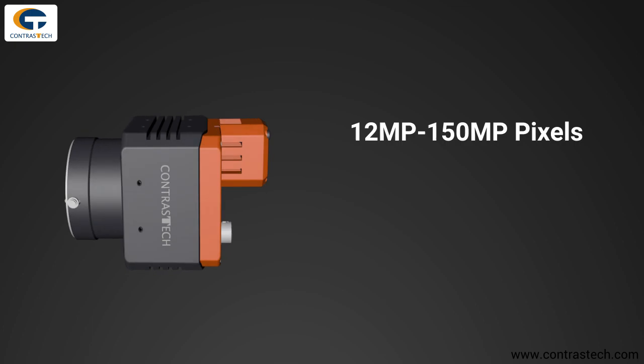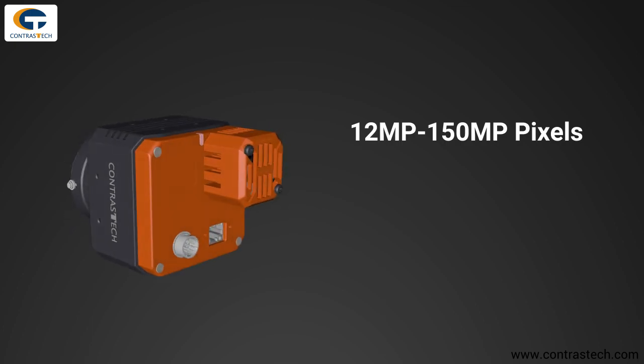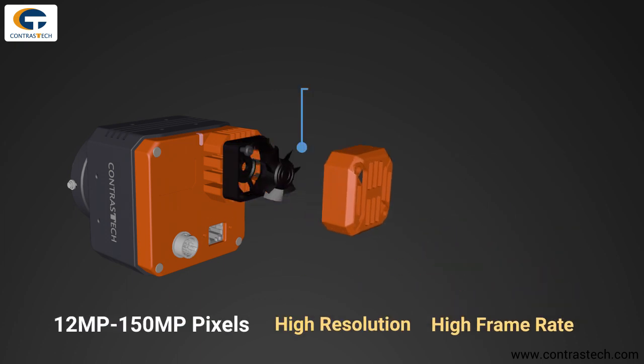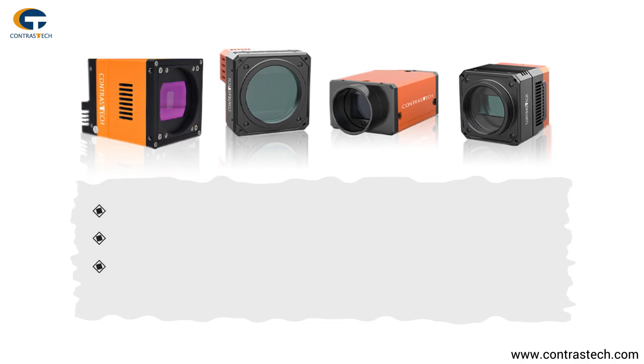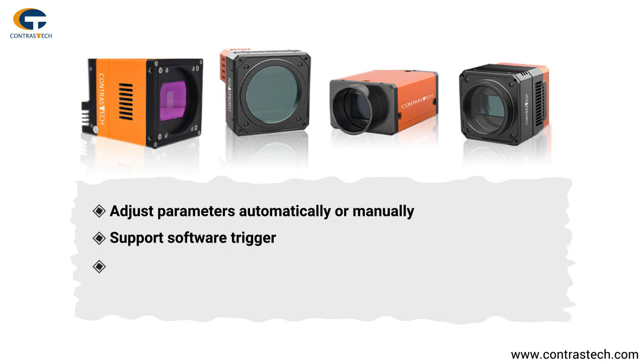Contrastech large area camera covers 12 MP to 150 MP pixels, which can meet the requirements of high resolution and high frame rate. Equipped with fan or TEC cooling models to meet various imaging requirements. Contrastech large area scan camera can adjust parameters automatically or manually. It supports software trigger, hardware trigger, free running and other modes.